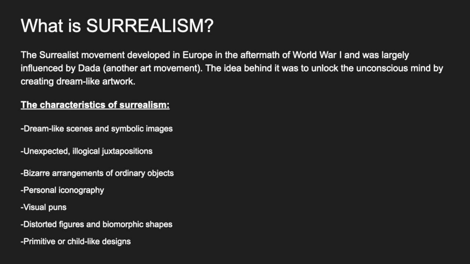The characteristics of Surrealism are dreamlike scenes and symbolic images, unexpected, illogical juxtapositions, bizarre arrangements of ordinary objects, personal iconography, visual puns, distorted figures and biomorphic shapes, and primitive or childlike designs. Famous Surrealists.